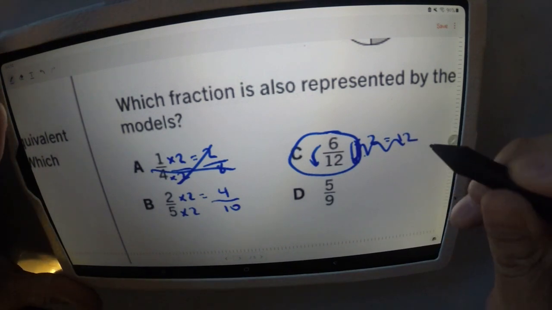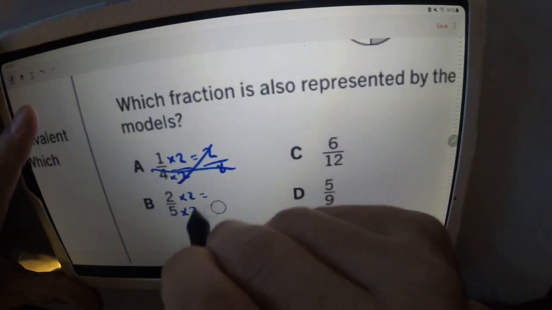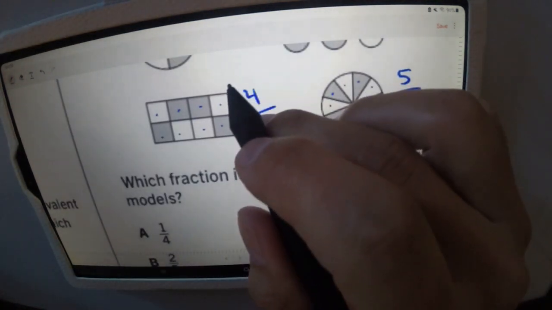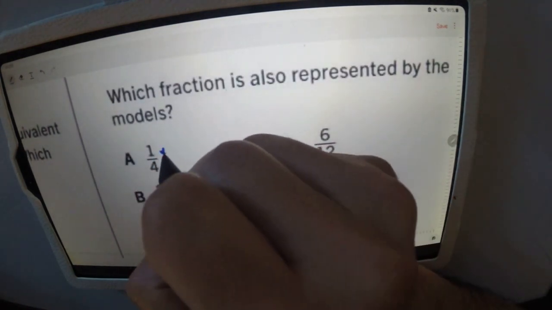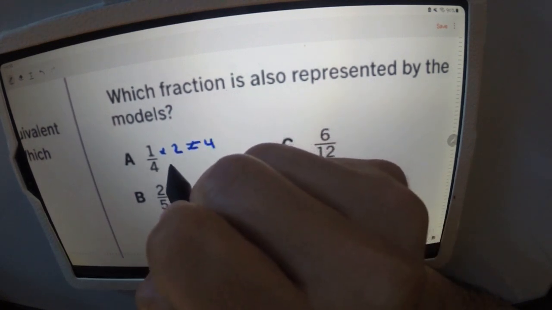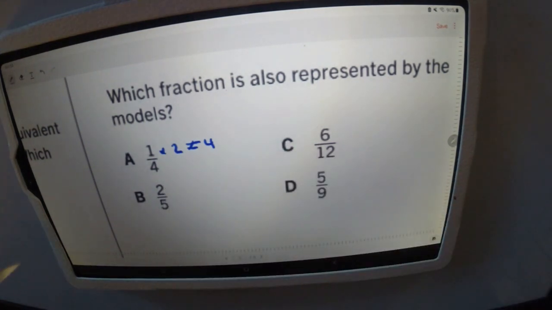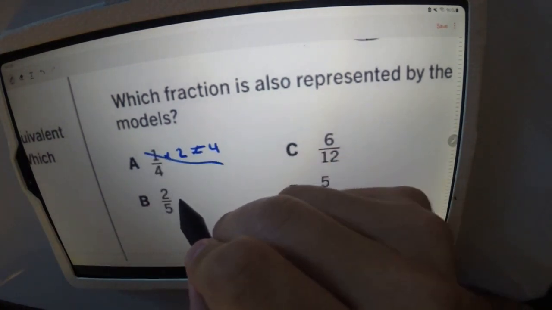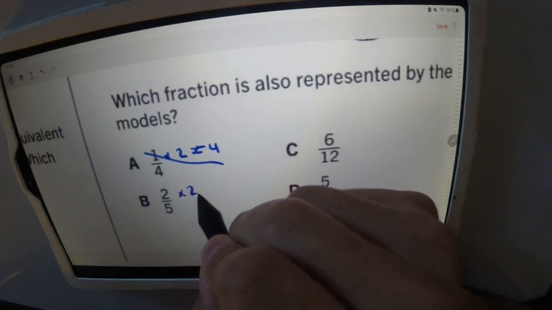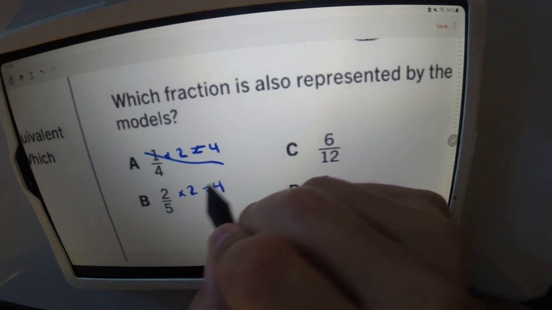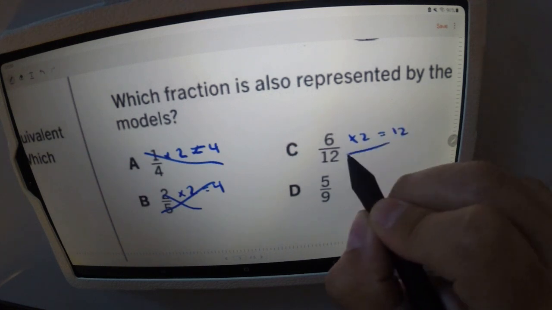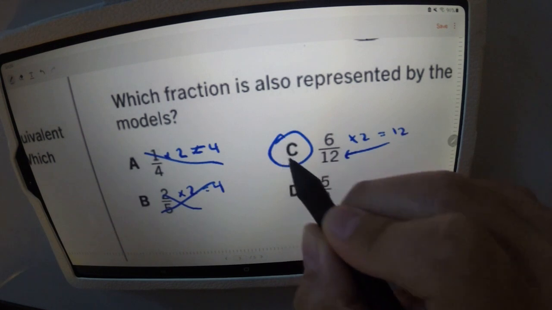I'm going to do this one all over again. Let me be a little more clarifying. We're looking for numbers where the top number is multiplied by 2 to get the bottom number. 1 times 2 does not equal 4, right? 1 times 2 equals 2. So that's not the answer. We're multiplying the top number to get the bottom number. 2 times 2 equals 4. 4 is not 5, so this is not the answer either. 6 times 2 equals 12. This is the bottom number. They're the same. So this is our answer right here. Does that make sense?